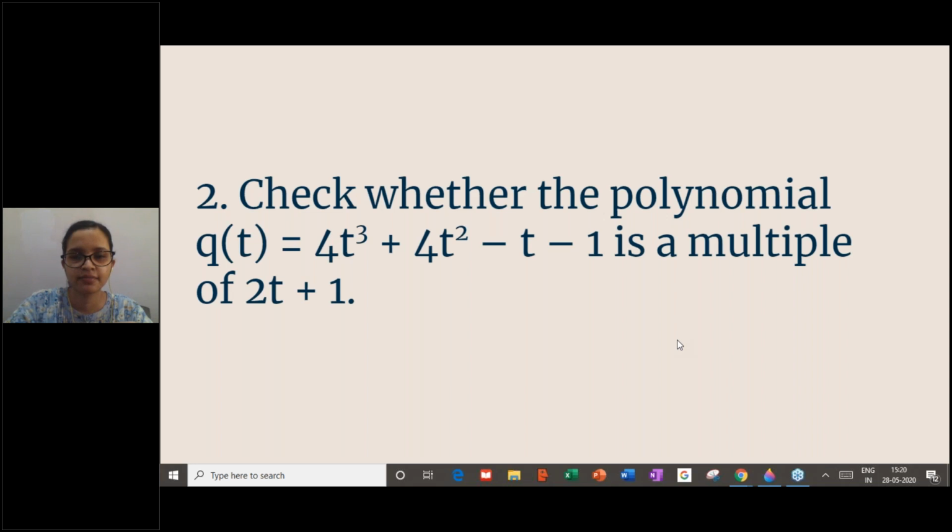Yes, Raghav. Sarah, are you telling me that the zero of g of t will be minus 1/2? It'll be minus 1/2. Atharva, Netri, yes. Abir, yes. Ryan, yes, that is the zero. So now substitute it in q of t.